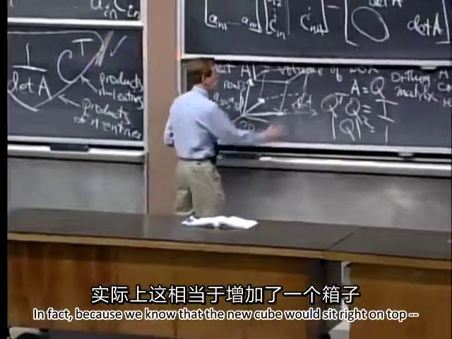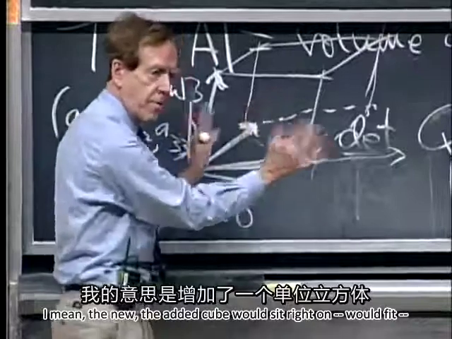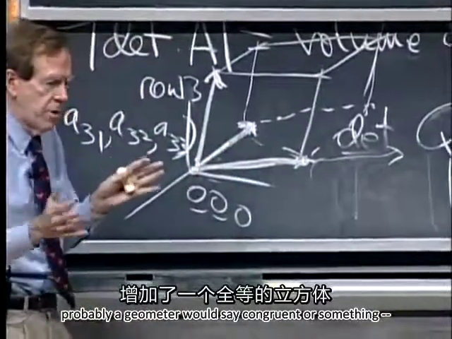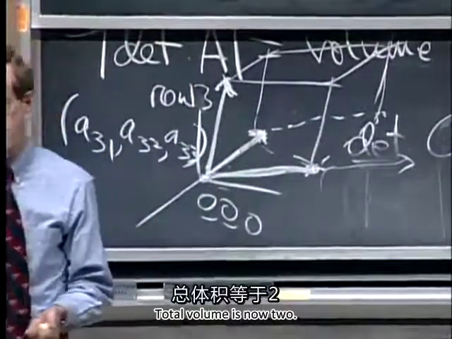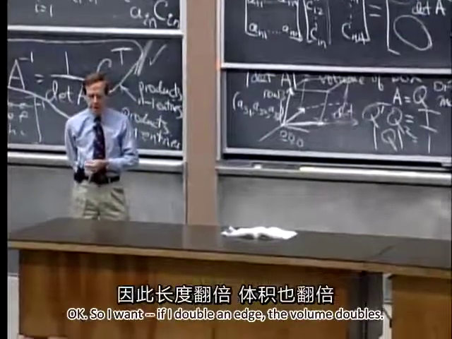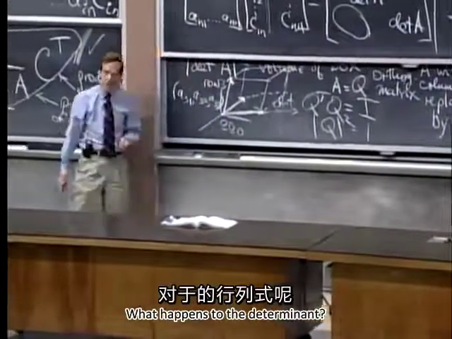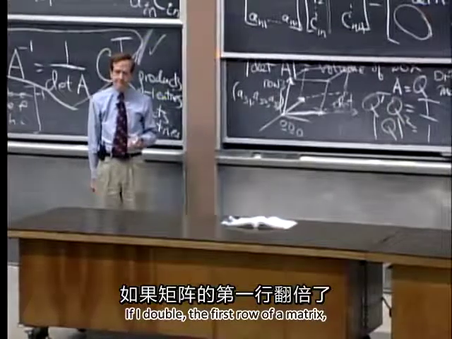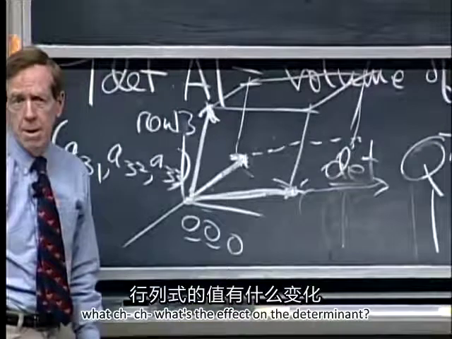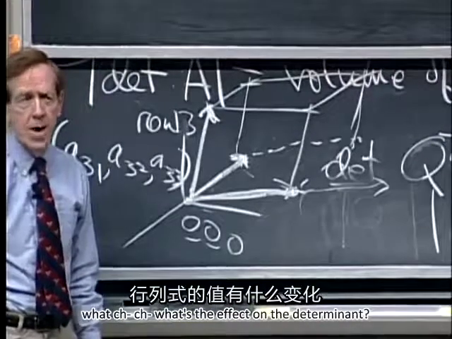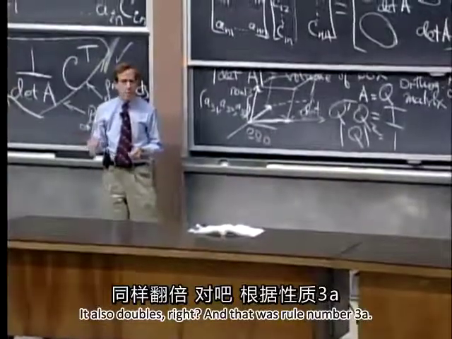In fact, the added cube would fit right next to the first one, a geometer would say congruent, so we have two identical cubes. Total volume is now 2. Okay, so if I double an edge, the volume doubles. What happens to the determinant? If I double the first row of a matrix, what's the effect on the determinant? It also doubles, right?